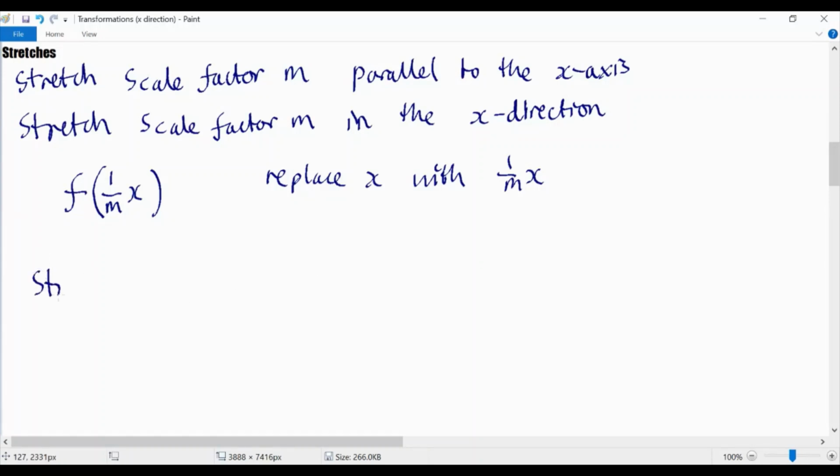So, quick example: stretch scale factor, let's say 9, parallel to the x-axis.